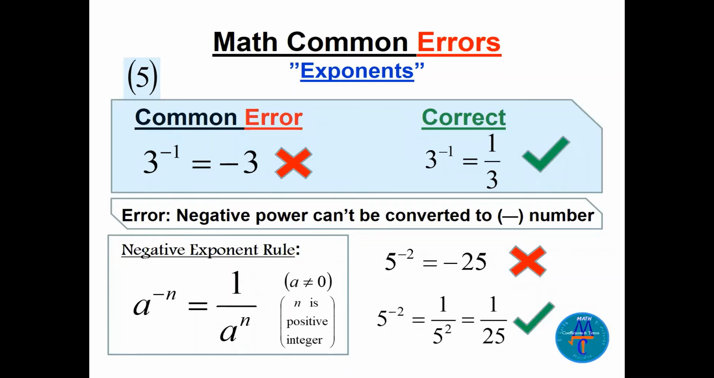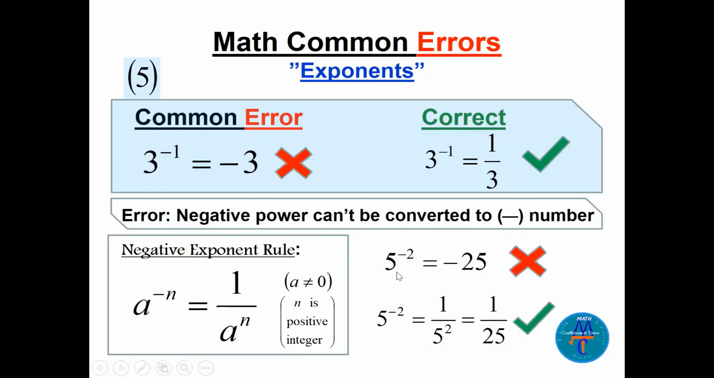This is math common error number 5. I have seen this in many math users and math students. 3 to the power minus 1, they write minus 3, which is completely wrong. 3 to the power minus 1 is 1 over 3. If you have a negative power, you should convert it to a fraction. Negative powers cannot be converted to minus. Look at the formula here, this is the nice formula: a to the power minus n equals 1 over a to the power n.